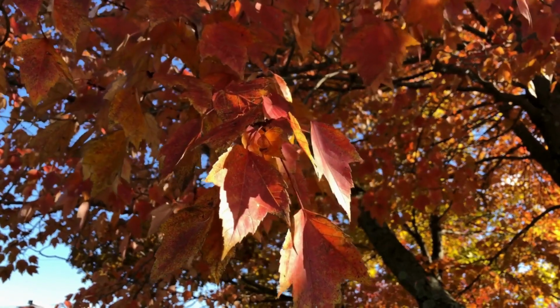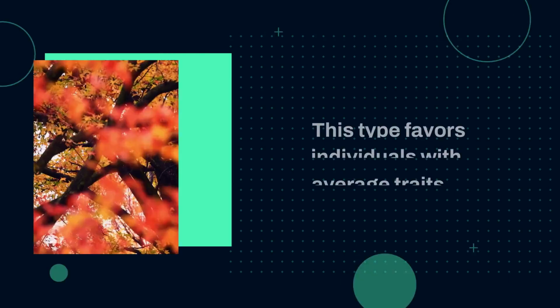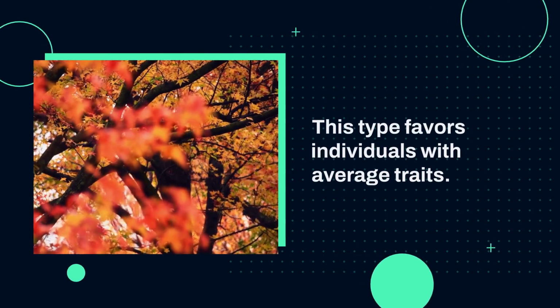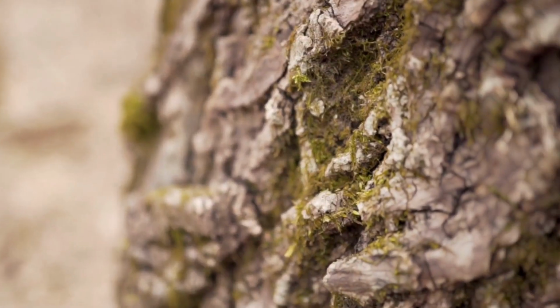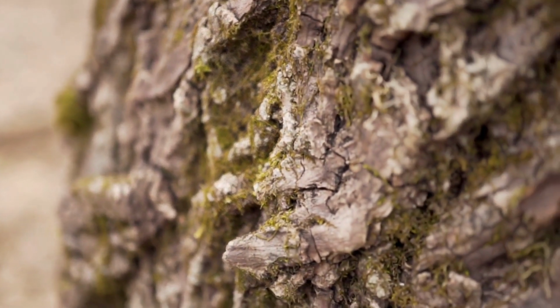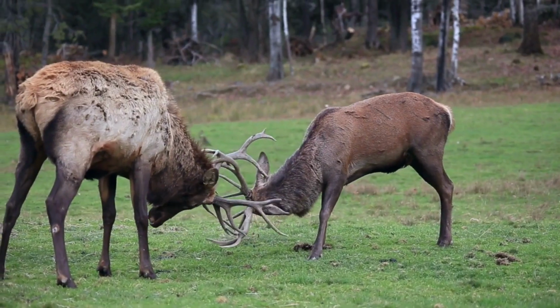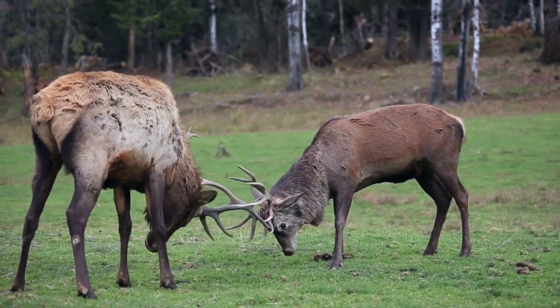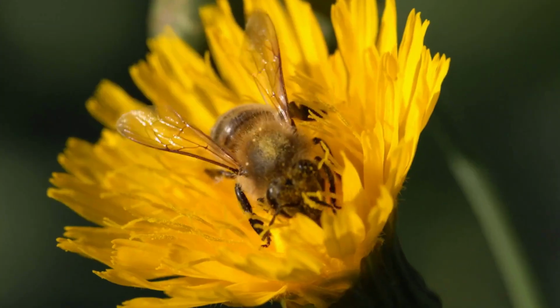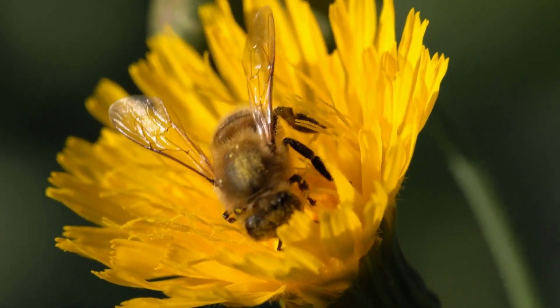First, we have stabilizing selection. This type favors individuals with average traits. It works against individuals at both extremes of a trait. Imagine a population where being too small or too large is a disadvantage. Stabilizing selection will make the average trait more common.